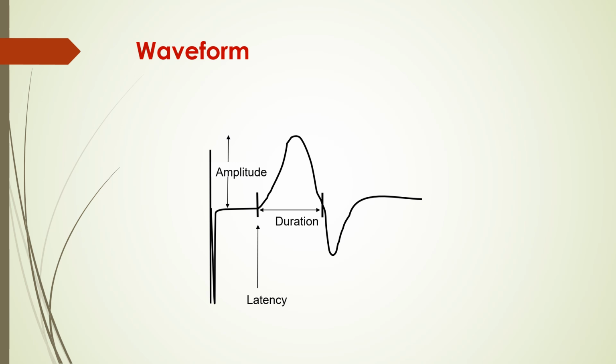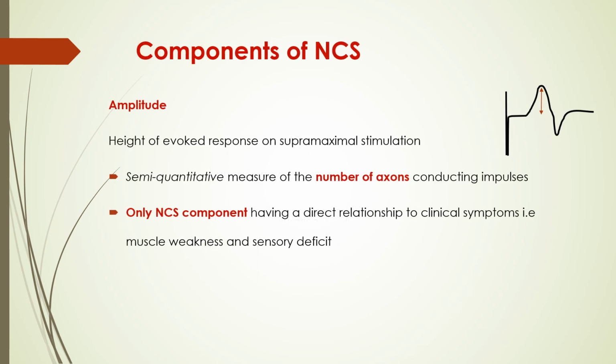And this is the classical waveform. We'll study the parts. The amplitude is the height of the evoked response on stimulation. It is a quantitative measure of the number of axons which are firing. This is the only NCS component which has a direct relationship to the clinical symptoms of muscle weakness and sensory deficit. As these symptoms improve, the amplitude will also improve.